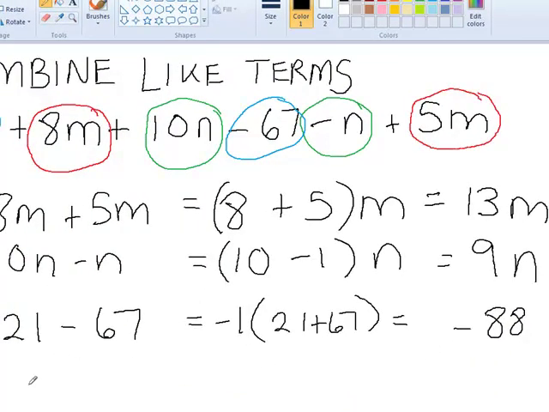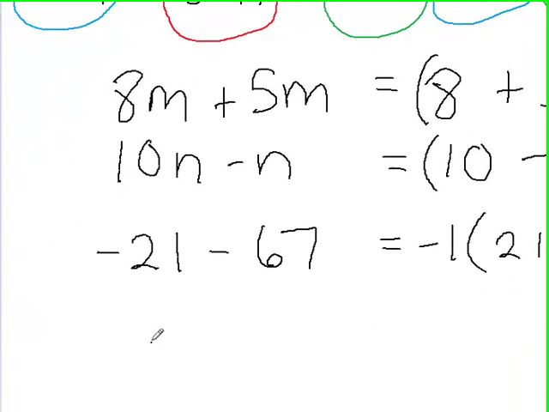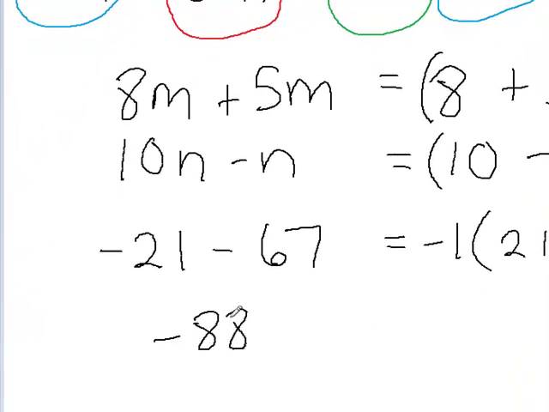So this re-expressed with the like terms combined is negative 88 plus 13M plus 9N.